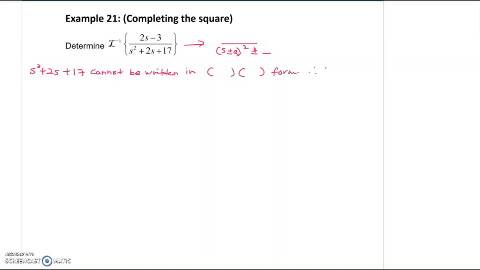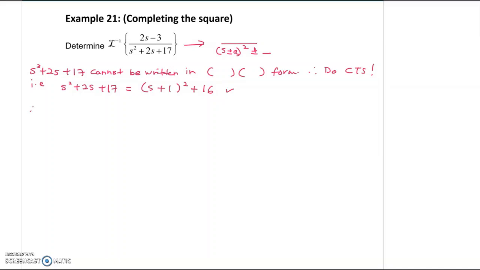Okay, so therefore do the completing the square, i.e. s squared plus 2s plus 17 equals... in completing the square form, you have that. Look at the coefficient of s, which is 2. You divide by 2, so you have positive 1. So s plus 1 squared. 1 squared is 1. In order to get the 17, we need to add 16. So this is your completing the square form of s squared plus 2s plus 17.